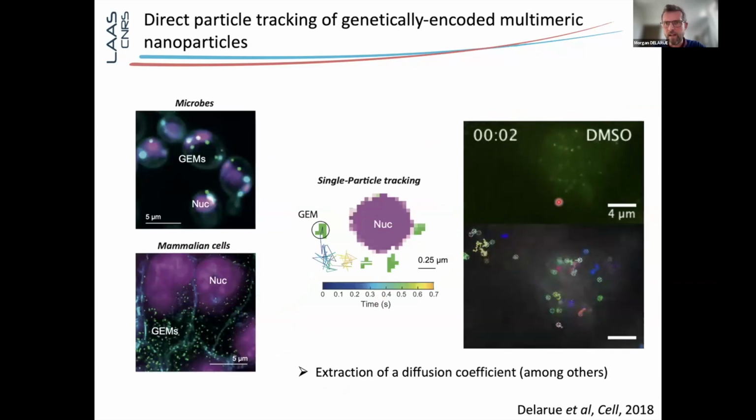So what does it look like? It looks like this. Here you have these nanoparticles, they move. It's a real-time movie, in an animal cell. So that's basically how fast things move inside the cells. And then you can track them, and through the tracking, you can extract a wealth of information, such as the diffusion coefficient.